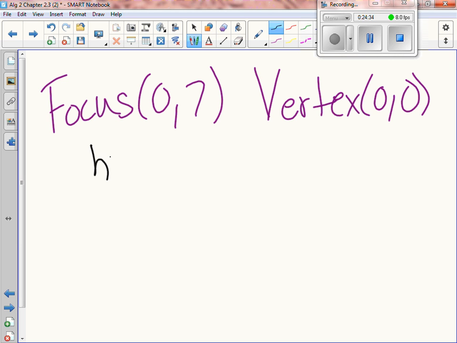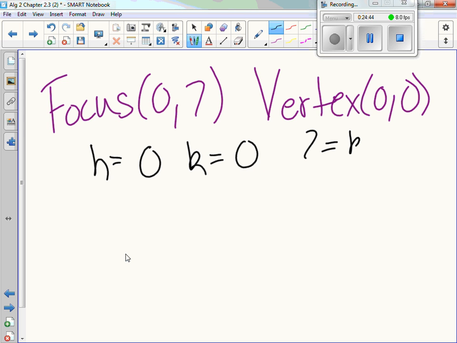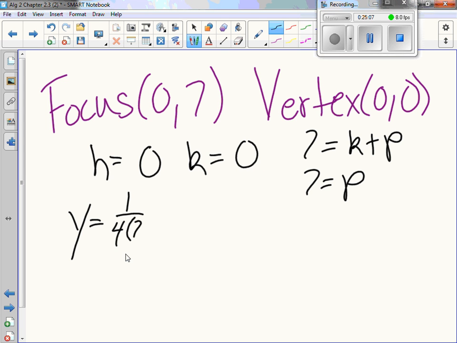Because what's the value of h? K. 0. So they're both 0. But the 7 is equal to K plus P. Well, we know K is what? 0, so P would equal 7. Yes? So if we use the equation from 2 days ago, we just said P is 7, we plug it in. So this would be our y is equal to 1 over 4 times p times x minus h squared plus k.